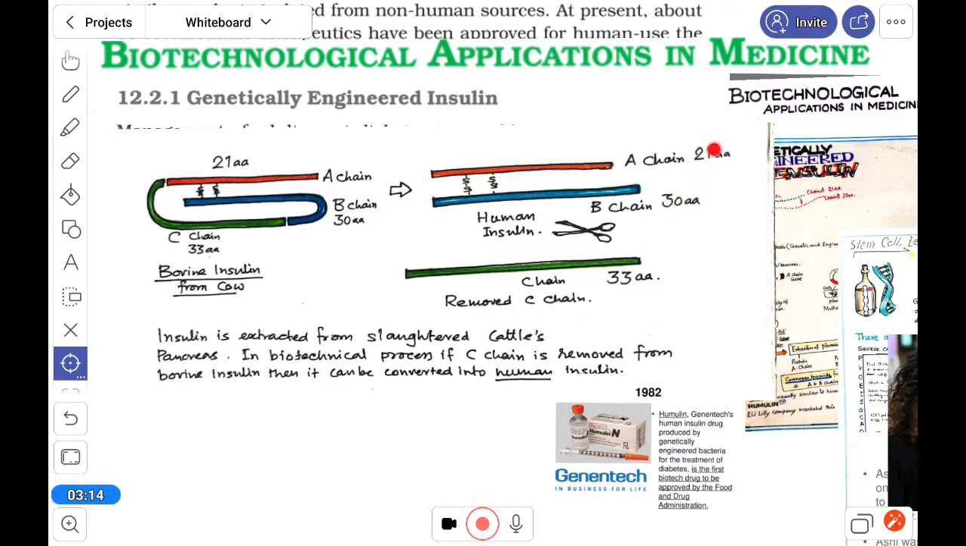Because of the similarities, they have the same number of amino acids and the same type of amino acids, everything. Only the C chain is removed, so that biotechnological methods can be used and this can be used for human beings. But afterwards some problems were created in that bovine insulin, which normally works in human insulin. So we changed from this type of insulin production to some other type.